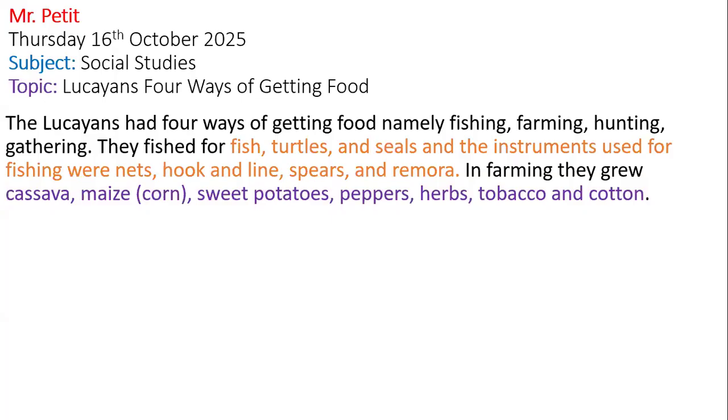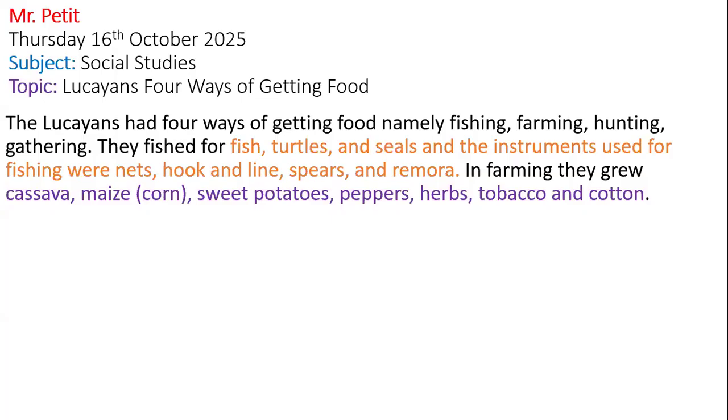Kanan, read this for me, please. Yes, sir. The Lucayans had 4 ways of getting food, namely fishing, farming, hunting, gathering. They fished for fish, turtles, and seals, and the instruments used for fishing were nets, hook and line, spears, and remora. But speak into the mic. I could barely hear you. Oh, you want me to start over? Yes.